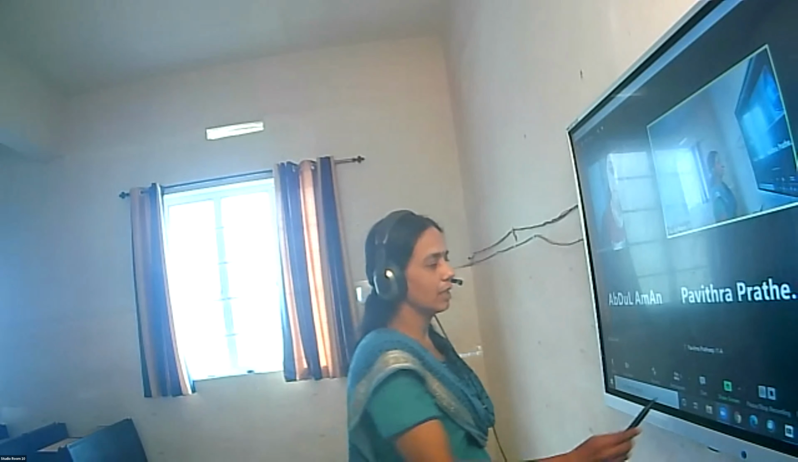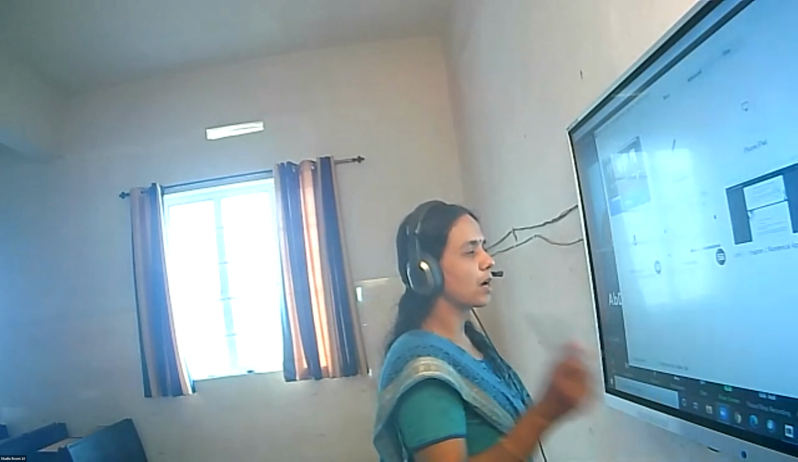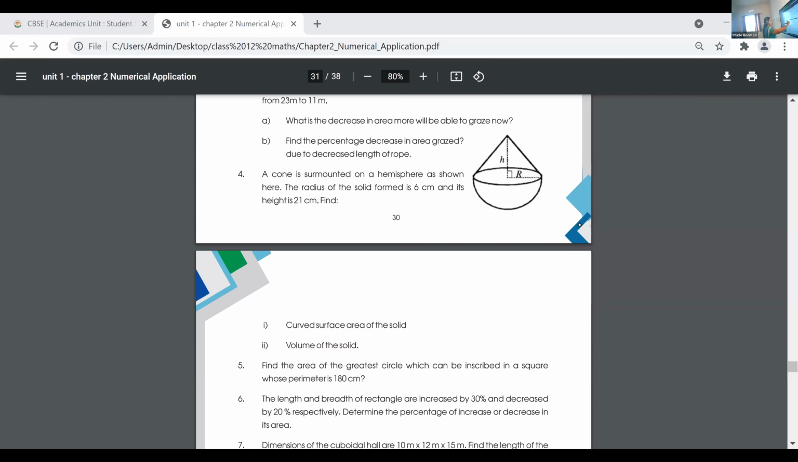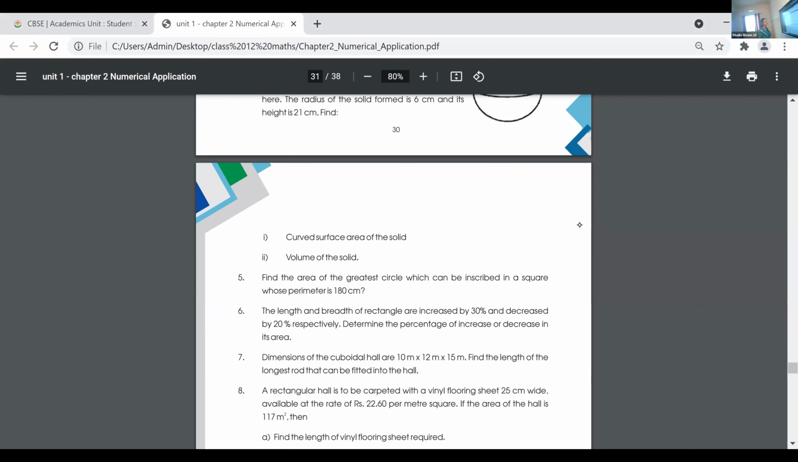So next type. From this topic, you'll get 1 mark question, children. Not a 2 or 3 mark question. Now look at the 5th one. Find the area of the greatest circle, which can be inscribed in a square whose perimeter is 180 centimeter.